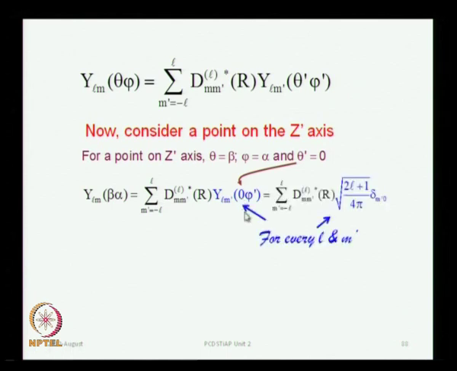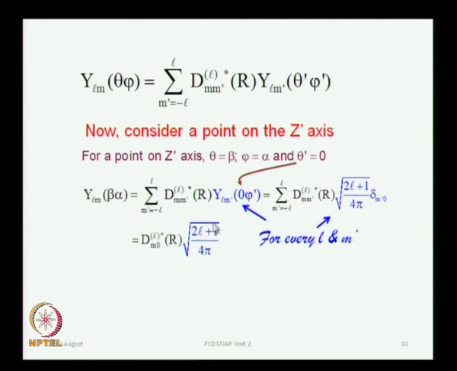No matter what the value of L and M prime is, from properties of spherical harmonics, you know that it is always equal to the square root of 2L plus 1 over 4 pi, and it has this value if and only if M prime is equal to 0, otherwise it vanishes. These are well known properties of spherical harmonics, which you would have met earlier. So, we will use it, and now we can carry out this summation over M prime, and because of this Kronecker delta, only one term will survive, corresponding to M prime equal to 0.